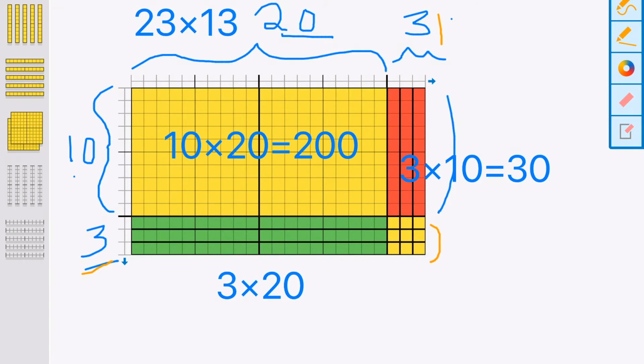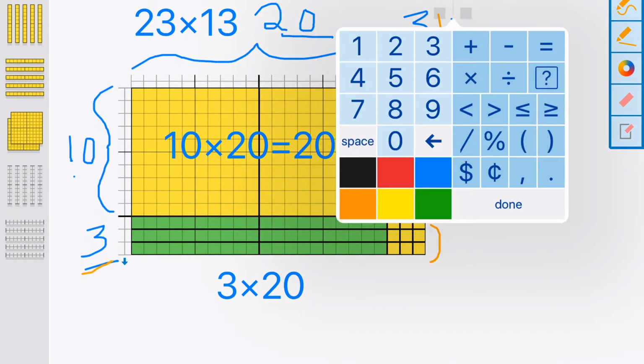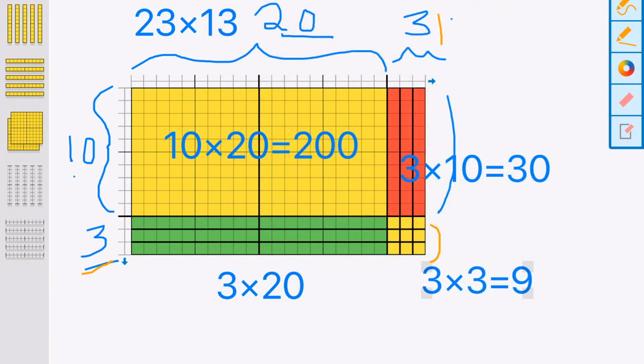So you can see that in total, our array has been split into 4 different parts with 4 different equations. We have 10 times 20, our tens place values, 200. 3 times 10 are ones with one of the 10 place values. 3 times 20, the other 10 in one combination, and then the 1 by 1 combination. This allows students to see why we have to multiply 4 times, not just 2 times when we have an equation like 23 times 13.